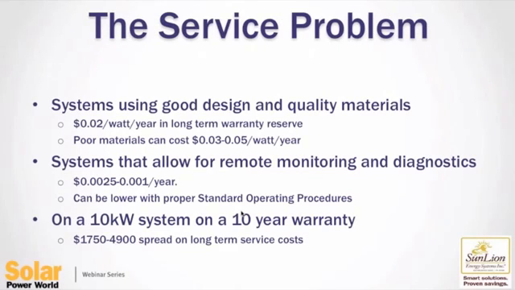So we talk now about the service problem. From what we've studied and what we've seen, we see about 2 cents per watt per year in long-term warranty reserve that should be put aside. Now, on larger systems that number doesn't scale linearly, but it comes down a little bit. But that hot deal that I was explaining, poor materials can lead to almost doubling of the prudent warranty reserve. When we talk about systems that use remote monitoring or diagnostics, we can now bring that number way down.